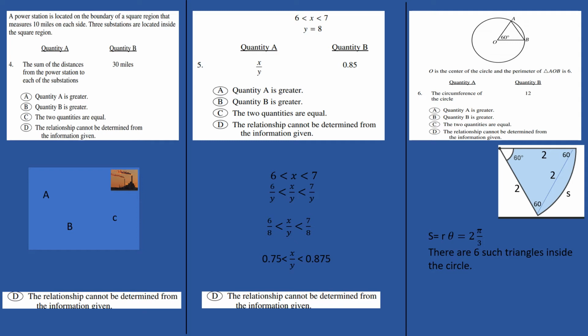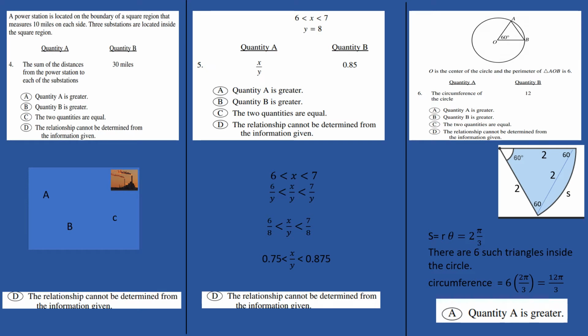But when you consider this equilateral triangle inside the circle, it looks like there are 6 such triangles inside the circle. When you complete all these similar equilateral triangles inside the circle, you can find 6 such triangles to complete the whole circle. So when you multiply this by 6, we get the total arc, which is the circumference, which is 12 pi by 3, and that is our quantity A. But quantity B is only 12, so quantity A is greater.